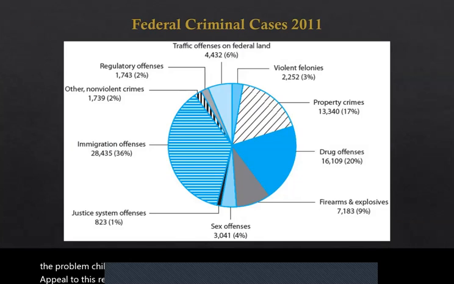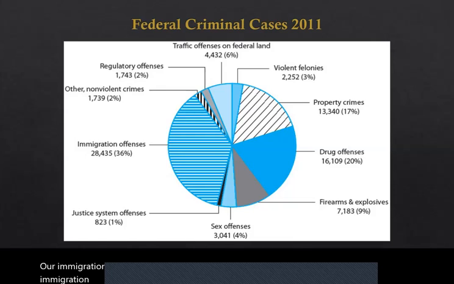So let's look at federal criminal cases. This is 2011. What are we dealing with in federal court? 36% of federal court cases are immigration offenses, right? So 36% of what we do in federal court is just deal with immigration.